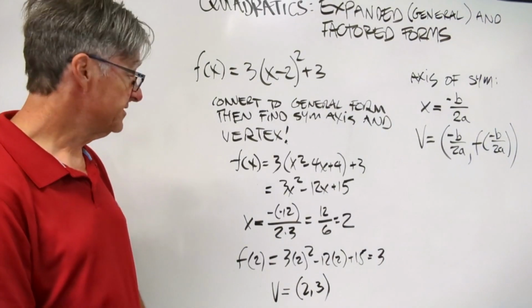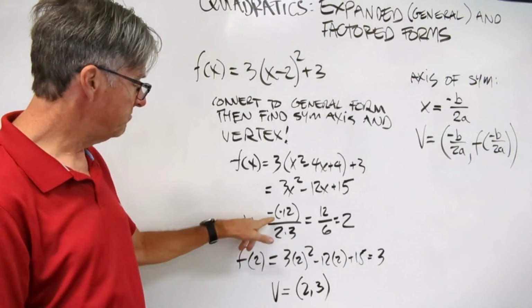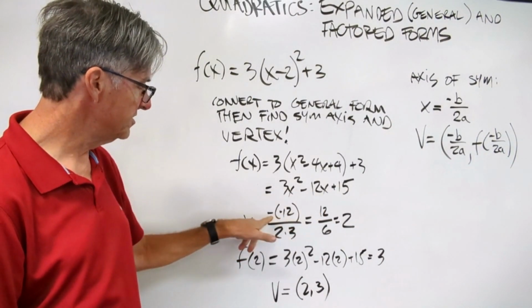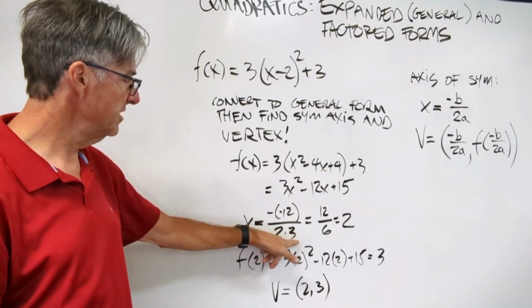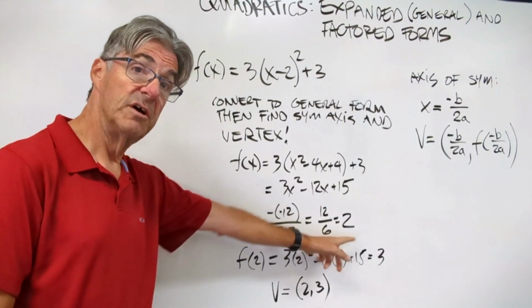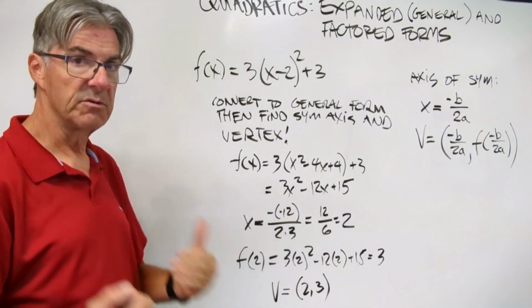Now, finding the axis of symmetry, I just do x equals minus b, there's my b, so it's minus 12 over twice a. A is 3, so 2 times 3. This ends up being 2. So the axis of symmetry is x equals 2.